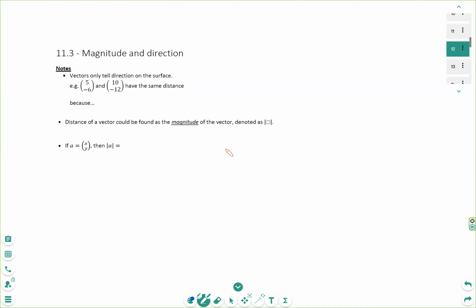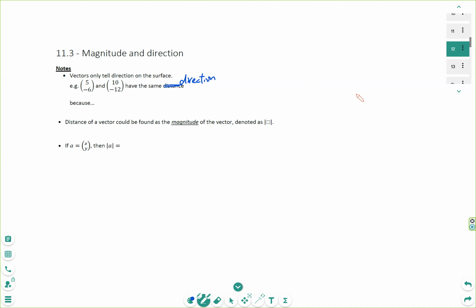Right, so welcome to Pure 1, Chapter 11.3, where this time we talk about the magnitude and the direction. So note, vectors only tell direction on the surface. Okay, so (5, -6) and (10, -12) have the same distance. I think I meant same direction. Okay, sorry, my bad. Typo.